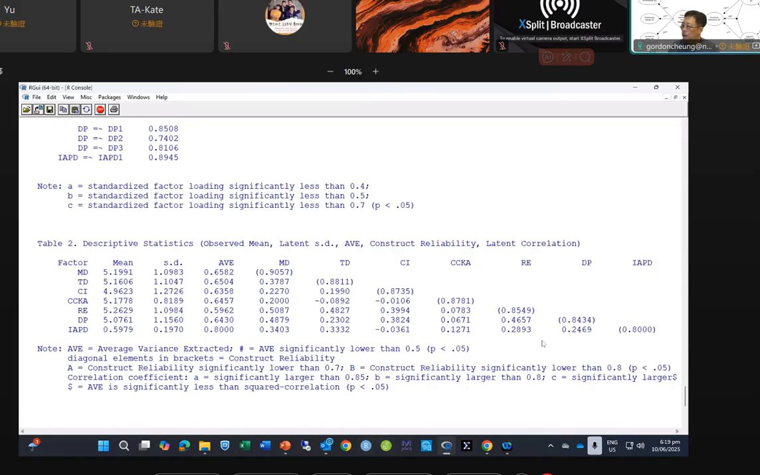And finally, for discriminant validity, we will look at the correlation matrix. You don't see any subscript next to the correlation coefficients. That means two tests. One, all the correlation coefficients are not significantly higher than 0.7. And second, all the squared correlation coefficients are not significantly higher than AVE. So we have established evidence of discriminant validity.